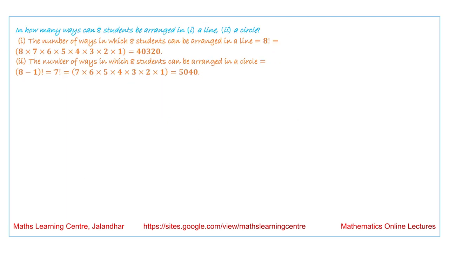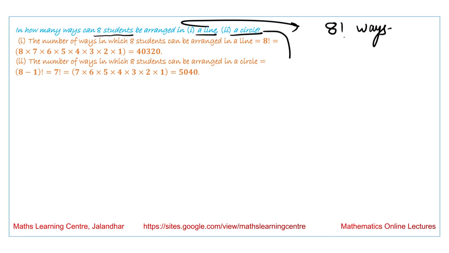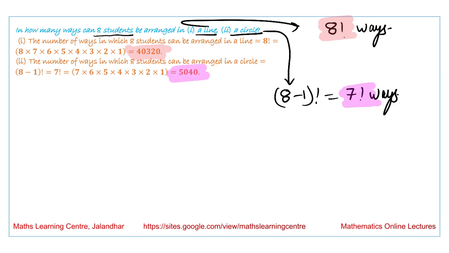Next is, in how many ways can 8 students be arranged in a line and in a circle? When we are talking about the case in a line, it is 8 factorial ways. And in a circle, it is (8 minus 1) factorial ways, that is equal to 7 factorial ways. The value of 8 factorial is 40320, and the value of 7 factorial is 5040. So these are the number of ways we have.